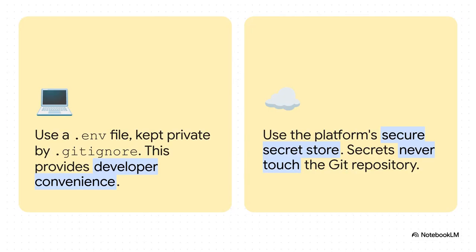Now, what's really clever here is that this is a two-part strategy. For local development, you use that convenient .env file. But when you deploy to a real server, you do not upload that file. Instead, you use the hosting platform's built-in secure secret storage. Your code doesn't change, but where it gets the secrets from does. It's secure from beginning to end.